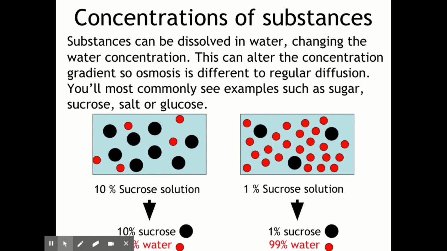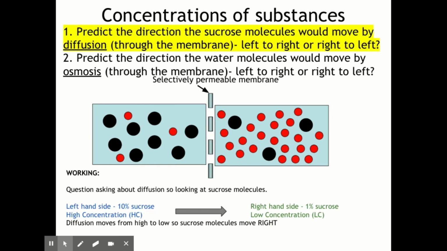So now let's use some of this knowledge to answer some questions. So here we have the two solutions from the previous slide, but now they've been separated by a selectively permeable membrane, just like a cell membrane in the middle. So we could imagine, if we wanted to, that one side of this membrane was inside the cell and the other is outside the cell. And a lot of the times in questions they do that, but we don't need to know that for this particular question.